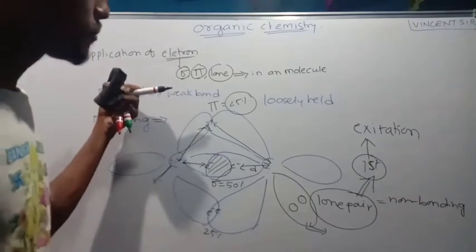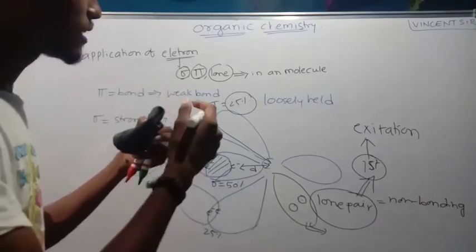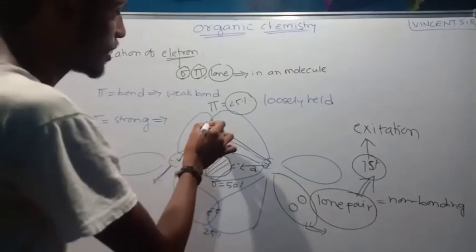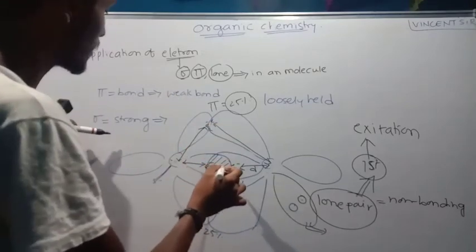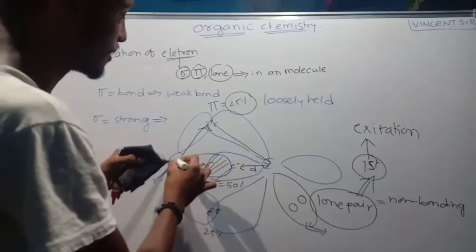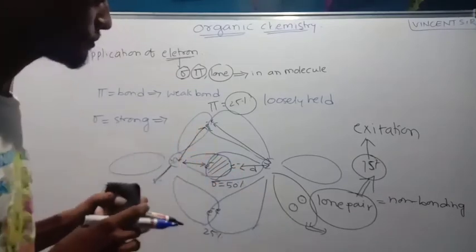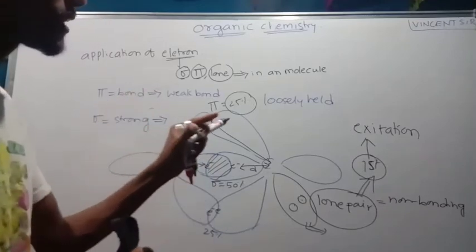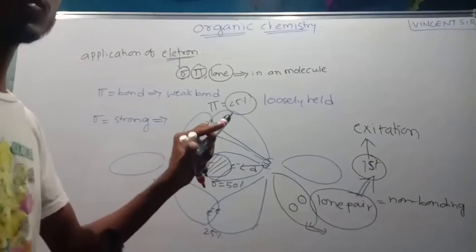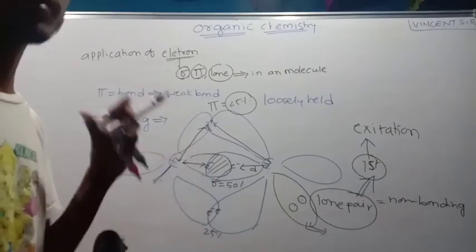Why the pi bond is a weak bond means there is a loosely held electron with the proton of this element, and the sigma bond is strong due to the tight holding of this electron with the protons of this element. If you understood these three concepts clearly, then you clearly understood the concept of UV visible spectroscopy.